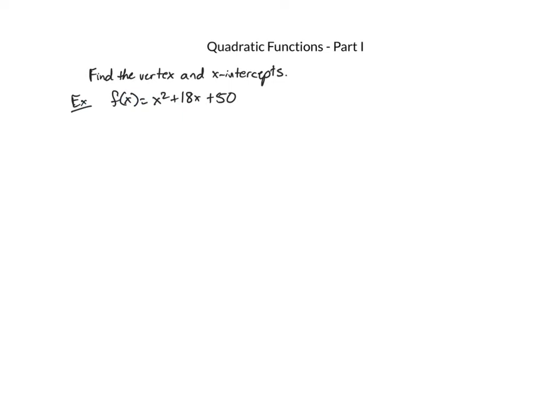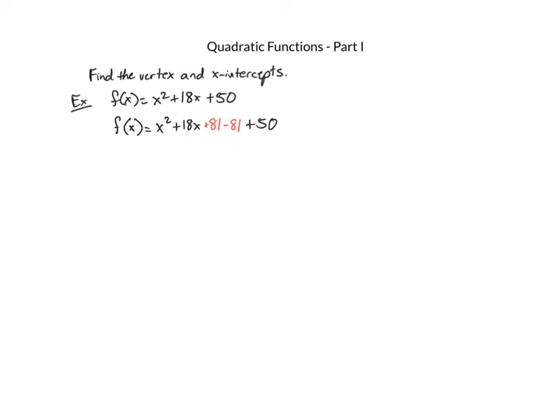Our function is f of x equals x squared plus 18x plus 50. It is not in vertex form, so let's put it in vertex form. That 50 is not the number that completes the square, so I'm going to just slide it over and make space for the number that does complete the square. I take half of 18, that's 9. 9 squared is 81, so I will add 81 and subtract 81 from the same side.